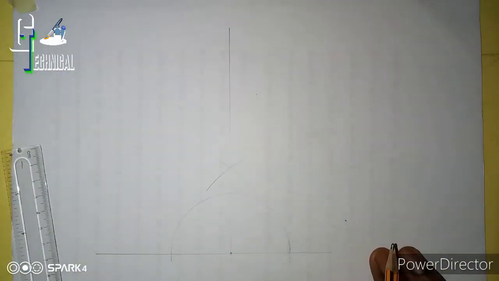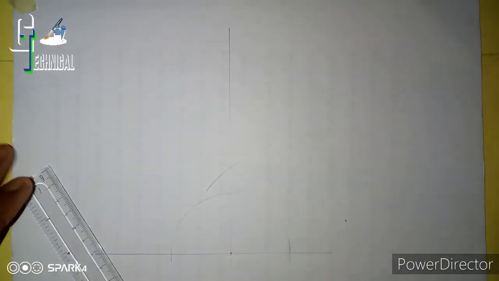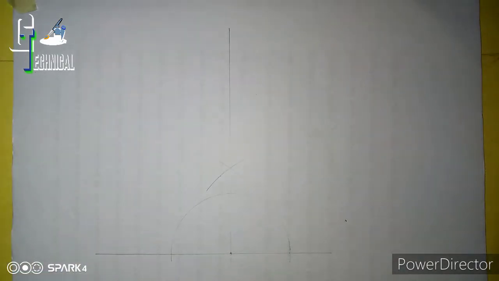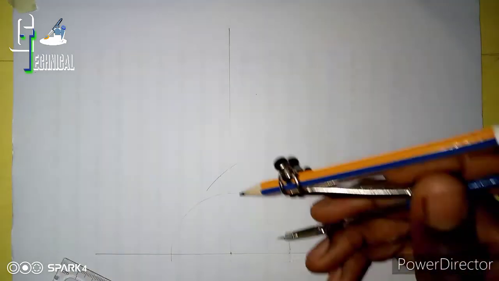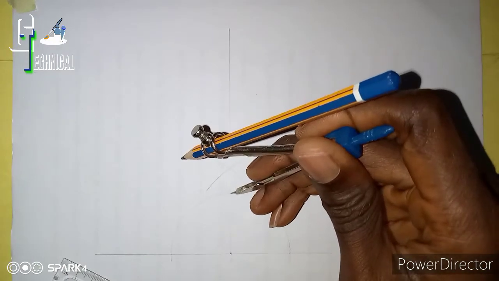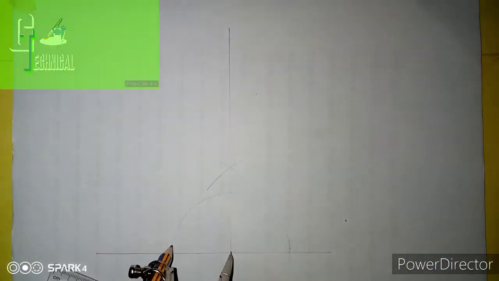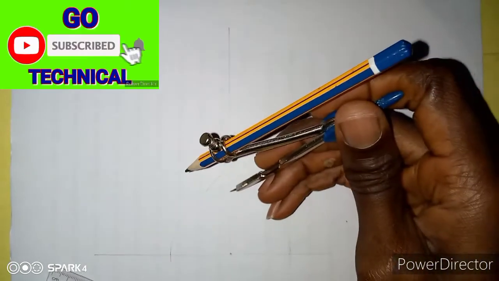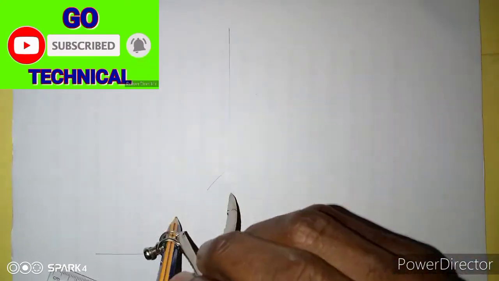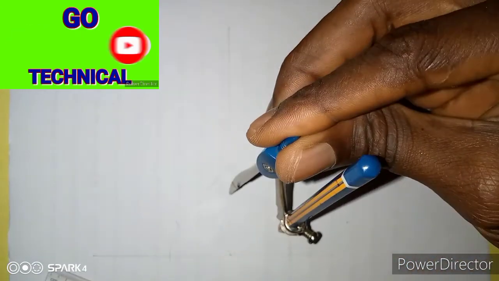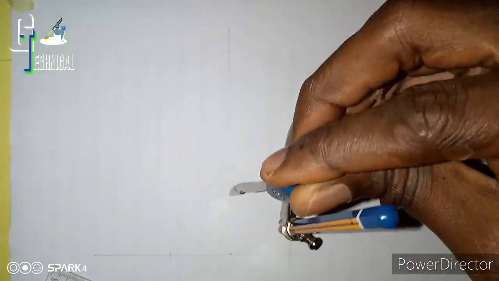So next, we'll take the measurement of the block. We take the length and the breadth. First of all, we have to project our receding lines. We'll use the same measurement as this radius. Now we'll place at this point, and you cut the semicircle.